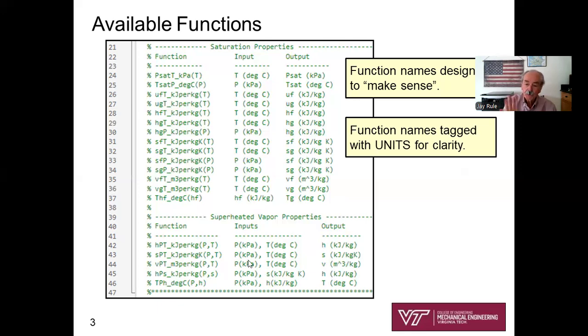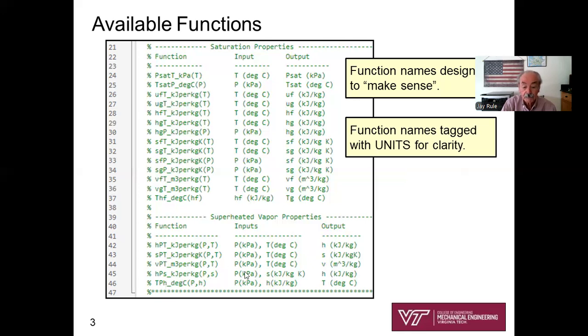setup there. Superheated vapor. Remember, for superheated vapor, you've got to have two independent properties to set the state. Okay, and so, for example, let's look at this one: HPT underscore kilojoules per kilogram degree K. There's the units. Okay, H, that's enthalpy. That's the output. The next two letters, PT, those are the two inputs, pressure and temperature. See, like that. So HPT, enthalpy as a function of pressure and temperature. Next one, entropy, S as a function of pressure and temperature.